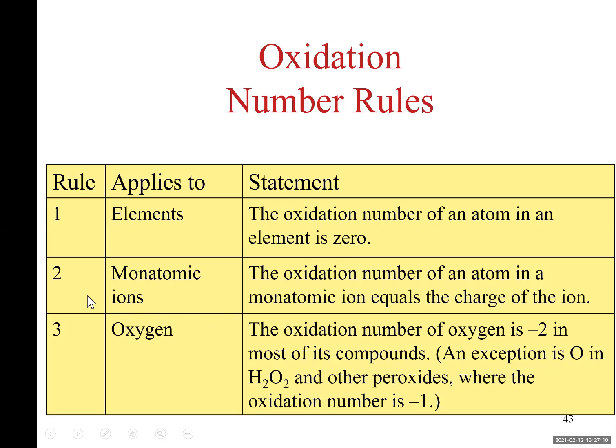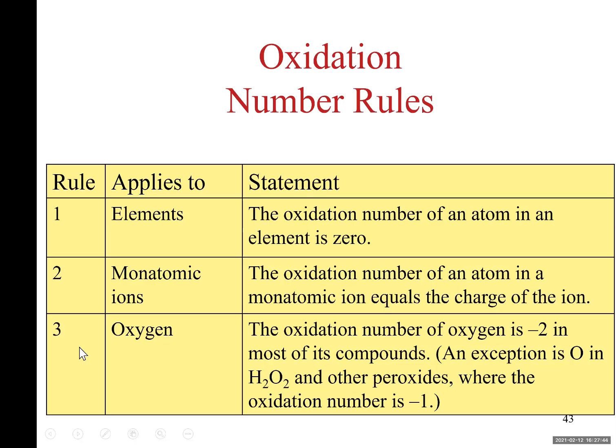Now, rule number 2 says monoatomic ions. In monoatomic ions, we define oxidation number to be the charge of that ion. In other words, if I say the charge of Na+ is +1, that means the oxidation number of sodium ion is +1. If I say the charge of chloride ion is -1, that means the oxidation number of Cl in NaCl is -1.